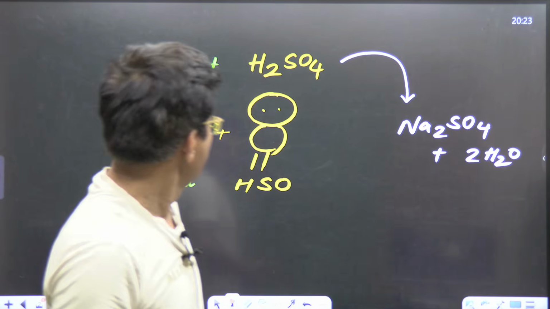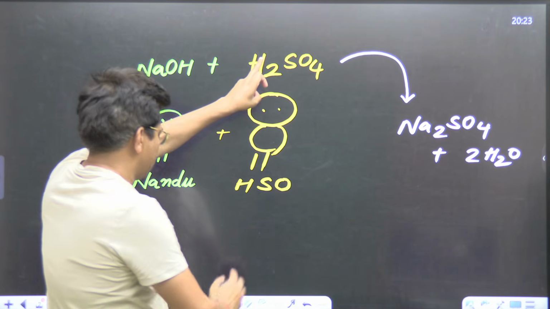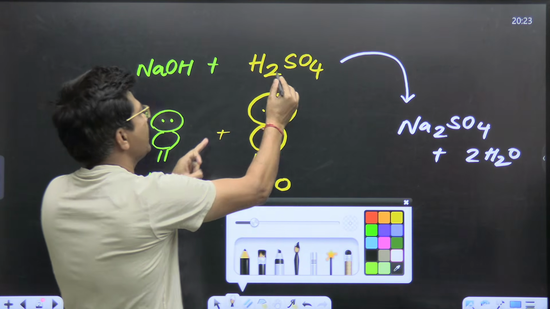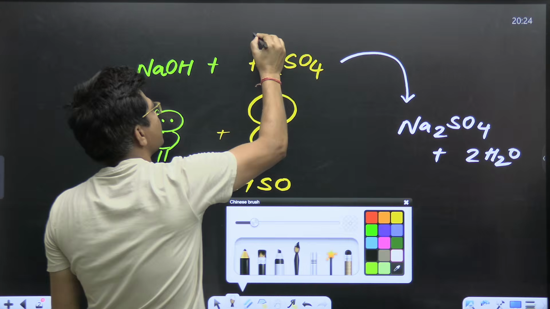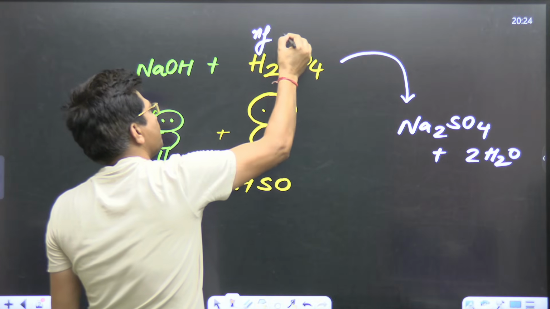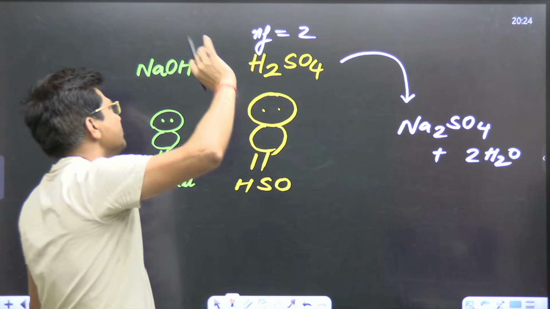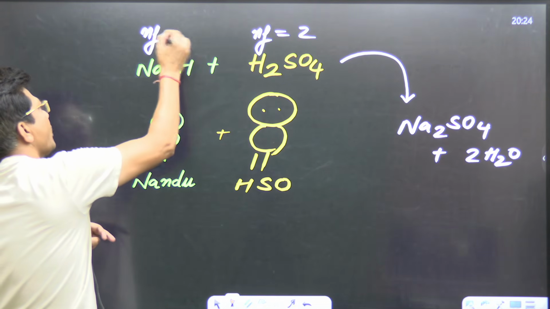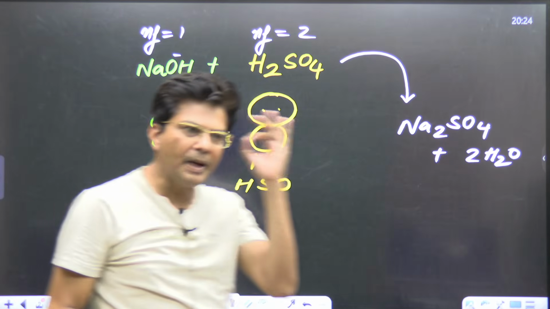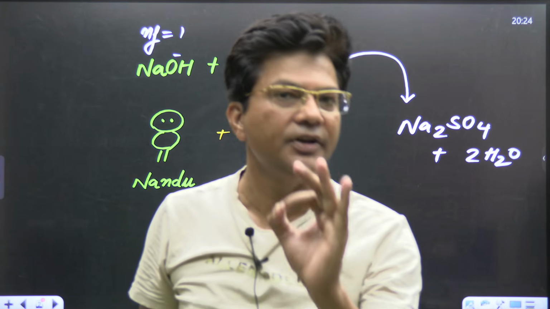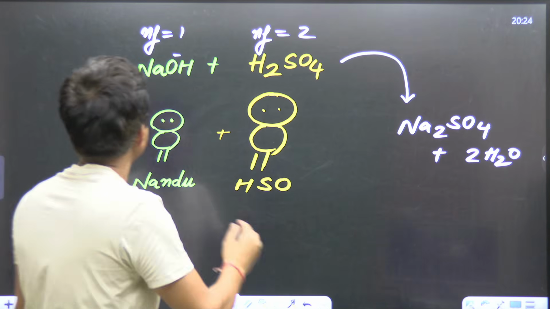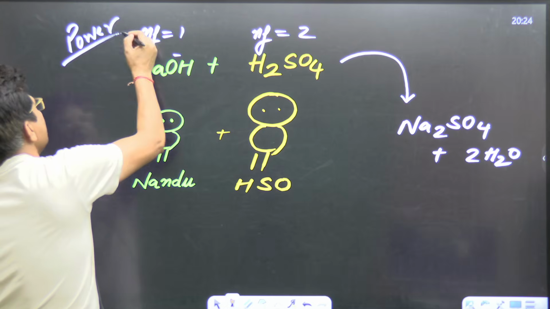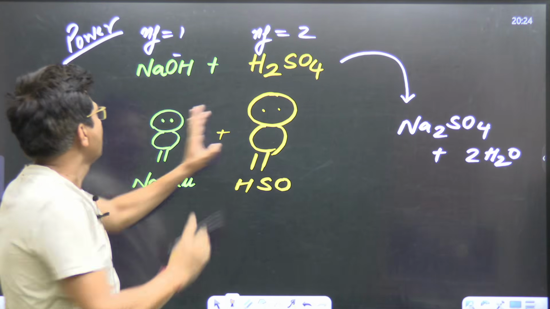Now see, Hassu is double power because Hassu is H2SO4, and H2SO4 can release 2 H plus ions. So its power, which we call N factor, is 2. Nandu can release just one OH negative ion, so its N factor is 1. So remember in your brain that N factor is the power. Let me write down here: N factor is equivalent to power. And now you see his power is double and his power is single.